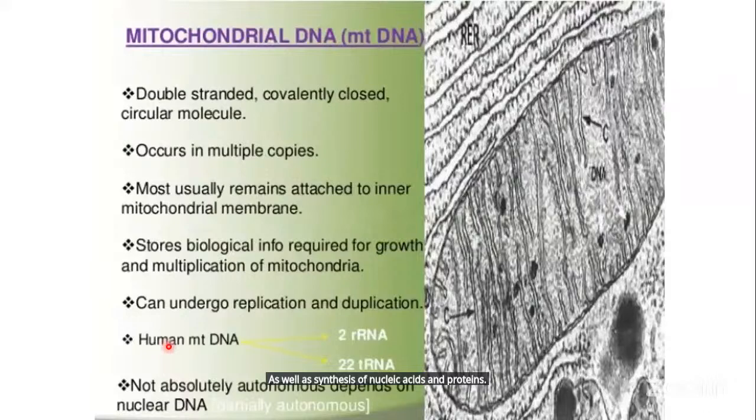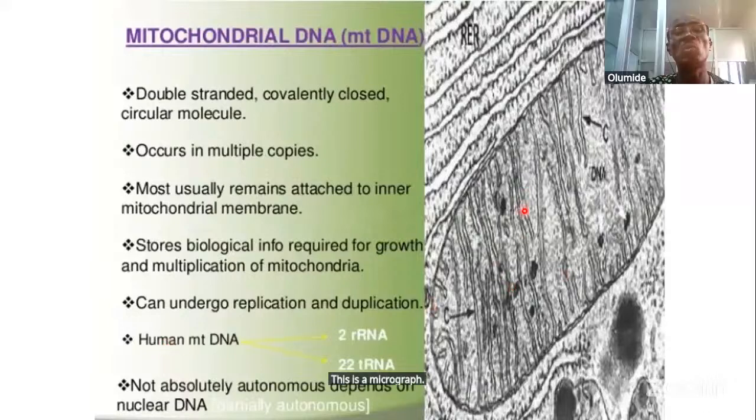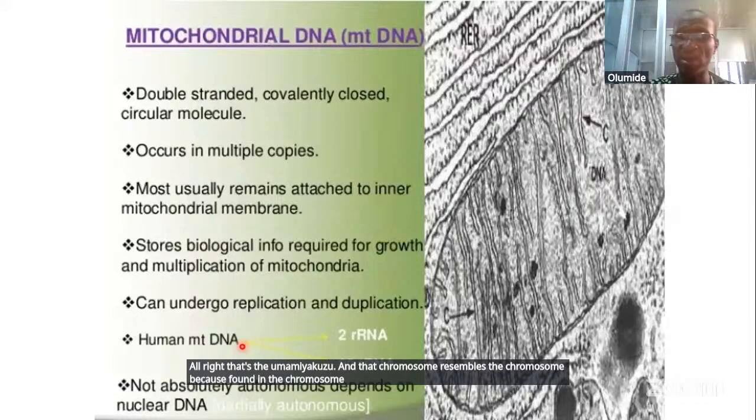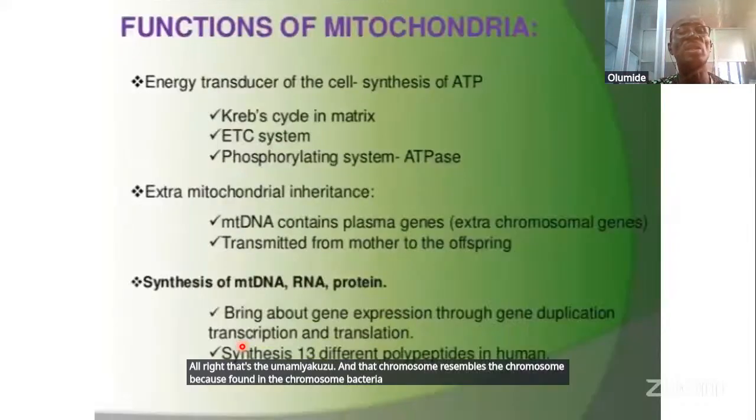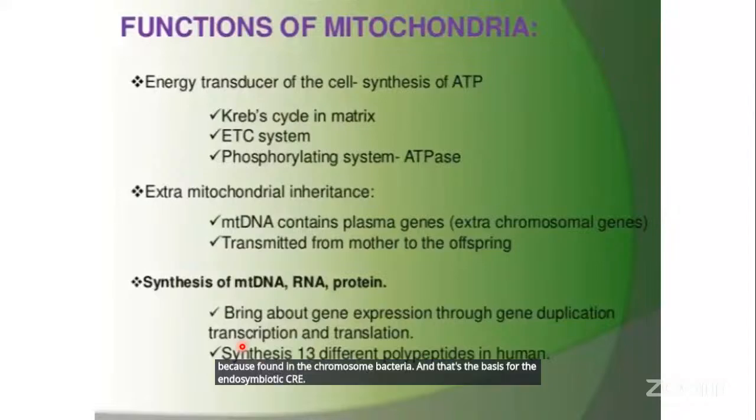This is a micrograph of the mitochondria, okay? And you know it has a circular chromosome, all right? That's the human mitochondrial chromosome. And that chromosome resembles the chromosome found in bacteria. And that's the basis for the endosymbiotic theory, all right?